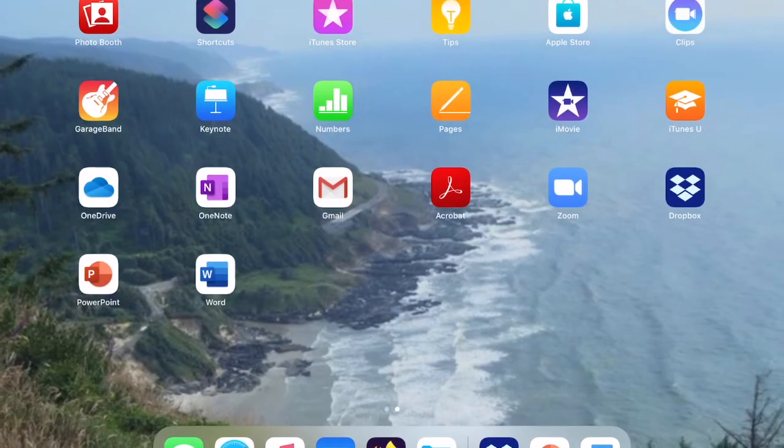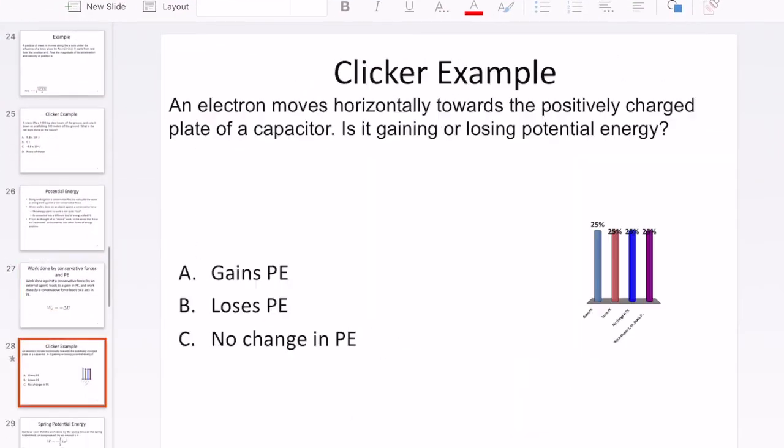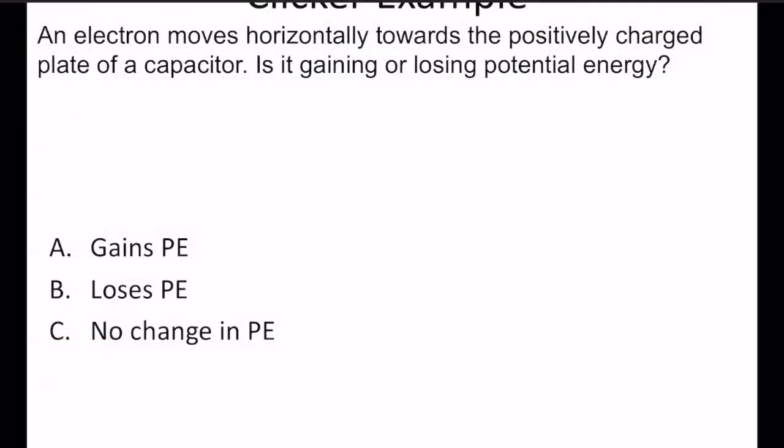As an application of this equation, let's try the Top Hat question, the conceptual question on slide 28. This question says that an electron moves horizontally towards a positively charged plate of a capacitor. Is it gaining or losing potential energy? You might say that this is physics 1, so why are we talking about physics 2 stuff? Well, the only thing that you need to know here is that the electrostatic force, which is the force of attraction between positive and negative charges, is a conservative force, just like gravity and the spring force. So that's all that you really need to know.